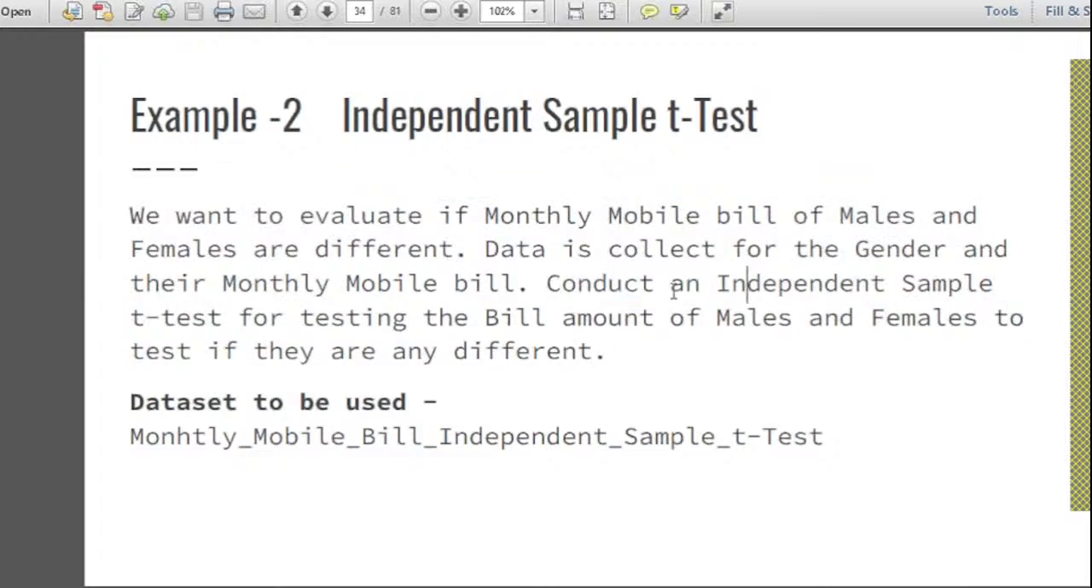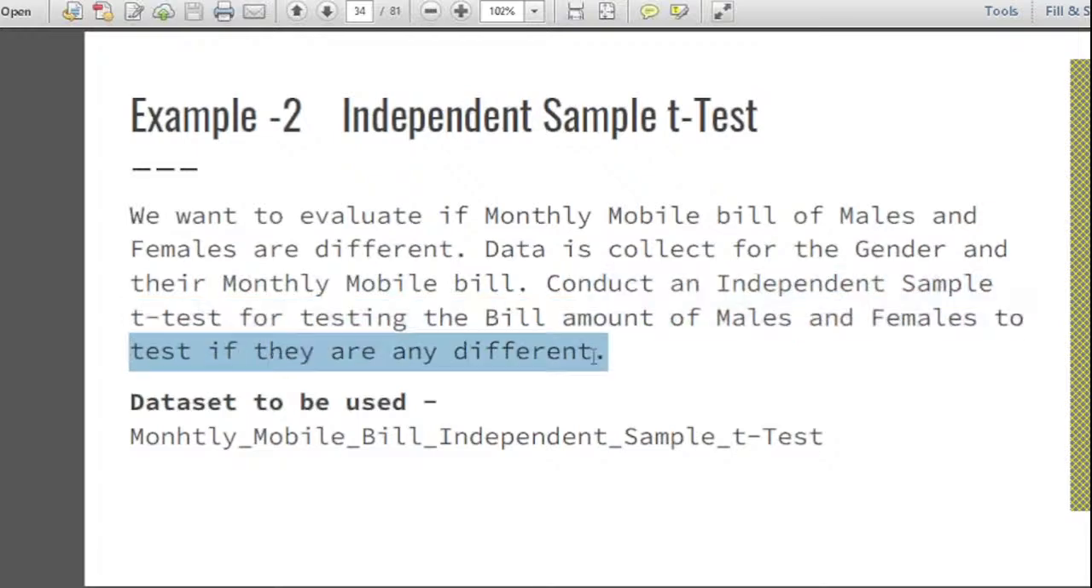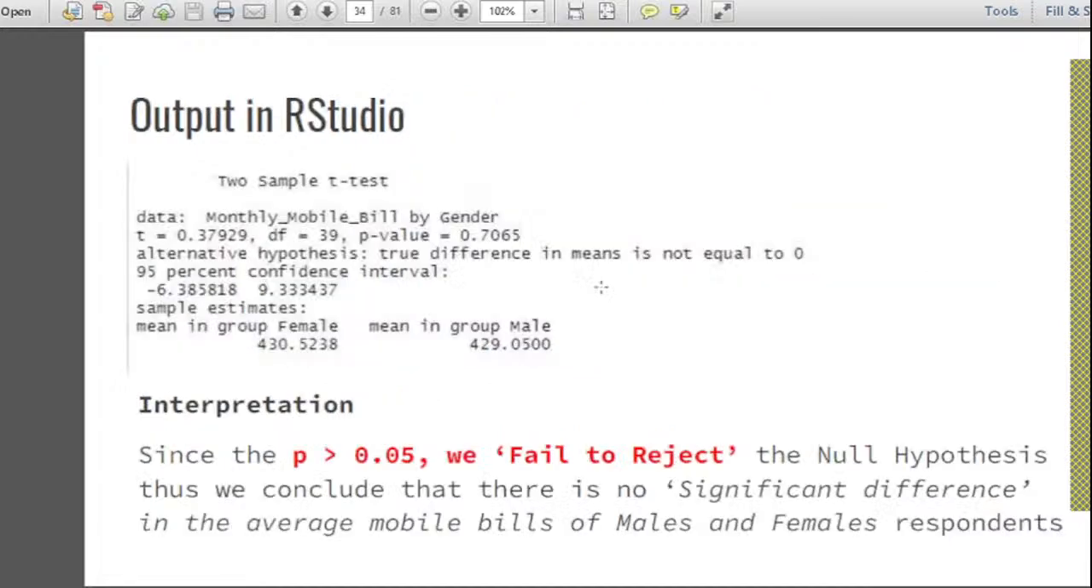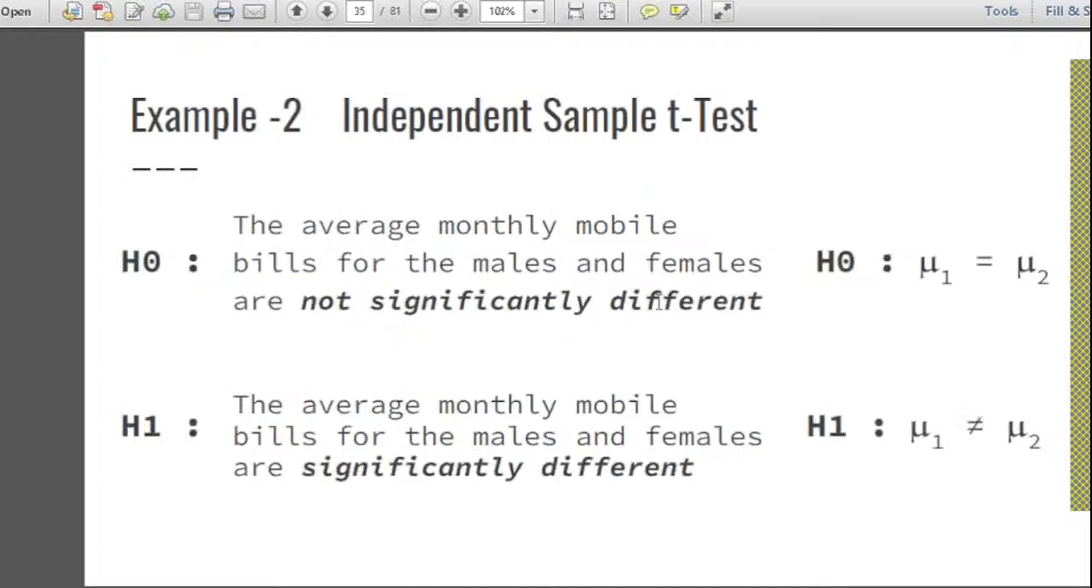Okay, what we are going to do is conduct an independent sample t-test for testing the bill amount for males and females to test if they are any different. Interesting, right? So first let's import this. What is the first step?